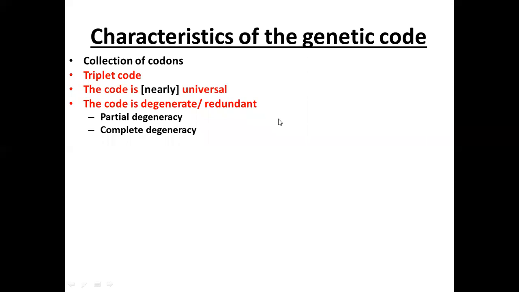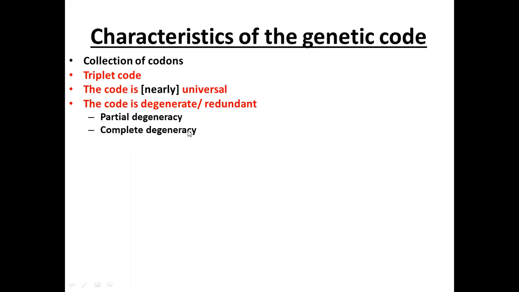And then we have other examples such as arginine, serine, and leucine, which are coded by 6 codons. So this is what it means by the genetic code being degenerate or redundant. And then the code degeneracy is of basically 2 types. So we have what is called partial degeneracy and complete degeneracy.